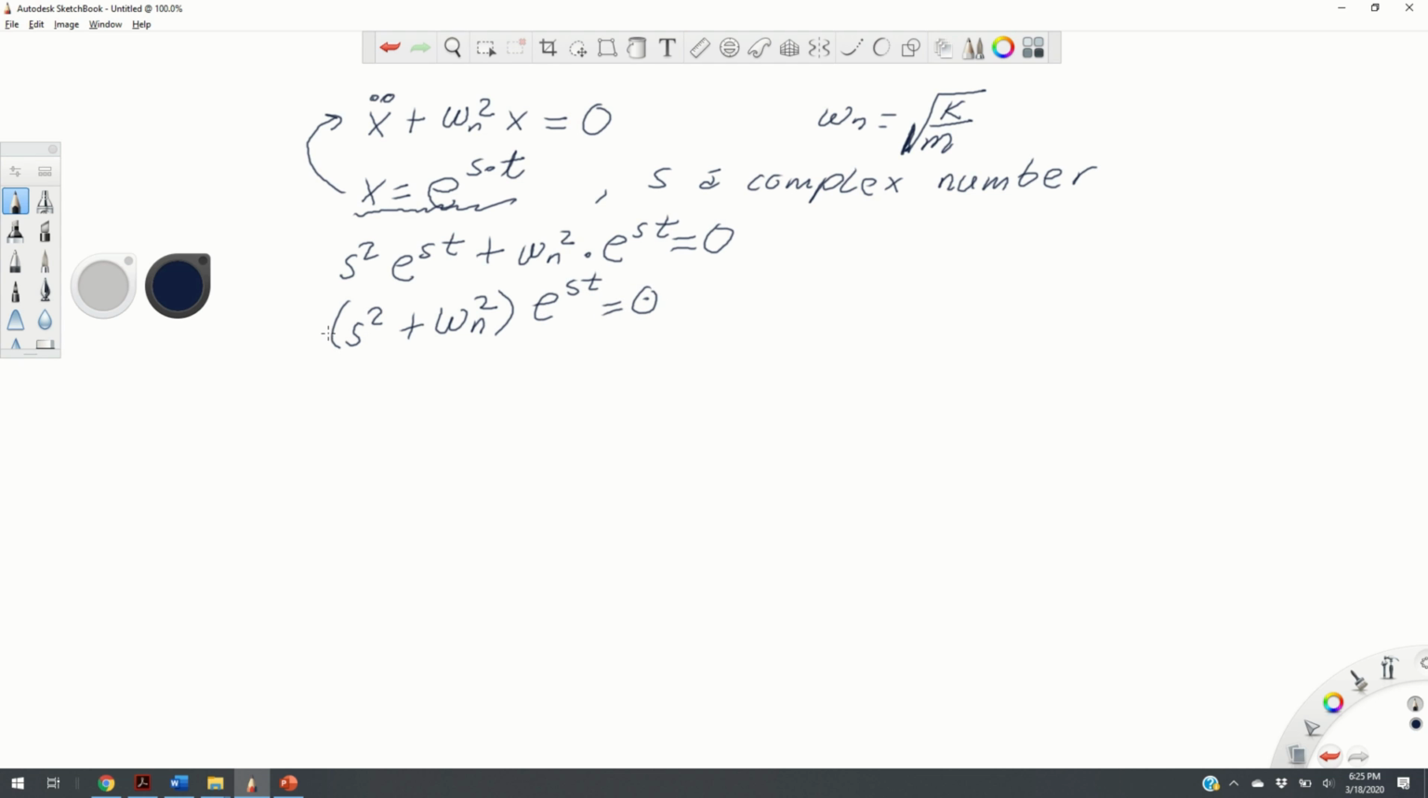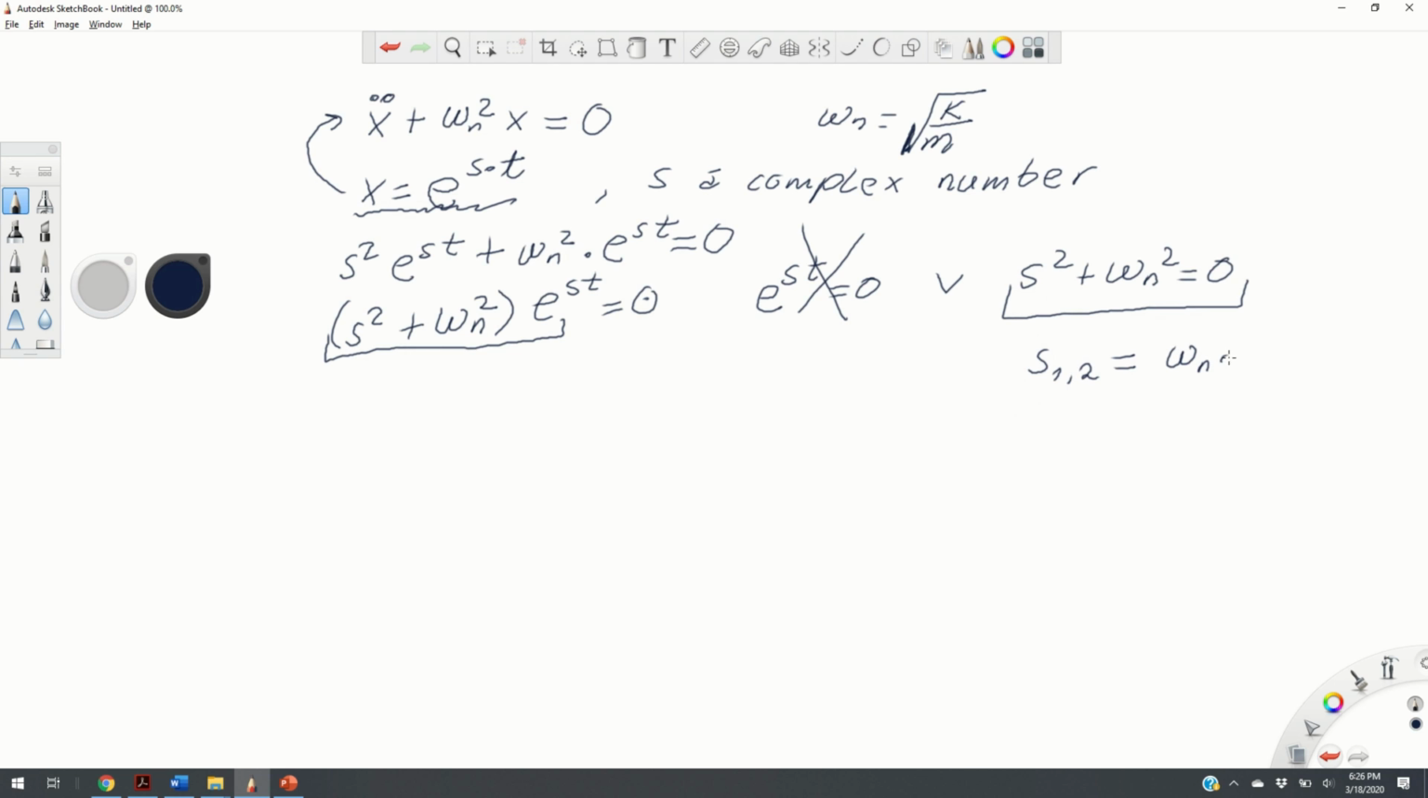Now, when the product of these two terms is equal to 0, either e to the st is 0 or s squared plus omega n squared is equal to 0. E to the power st cannot be equal to 0. Then the only possibility is that this term is equal to 0. So by solving this quadratic equation, we obtain the solution that has the following form. s1,2 is equal to plus or minus omega n times i, where i is an imaginary unit. So i is the square root of minus 1. So this is our solution.